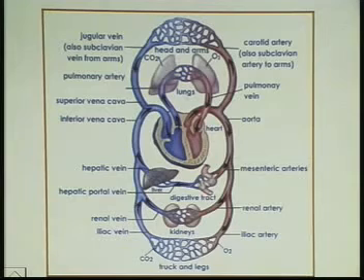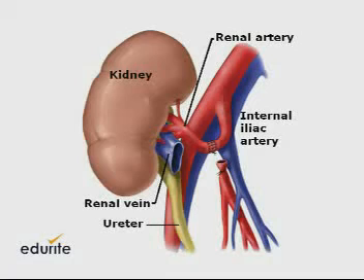Now, once the artery enters a particular organ, let's take this example. The renal artery has gone into the kidneys. In the kidneys, it divides into a number of finer branches, that is the capillaries. Now, the function of the capillaries is to supply the oxygenated blood to every cell of the kidney. These capillaries will now unite to form the renal vein.